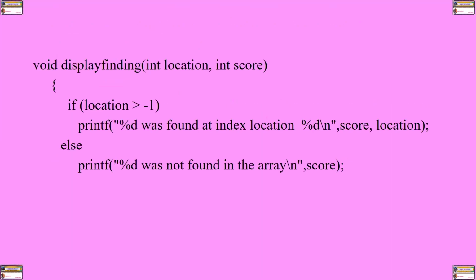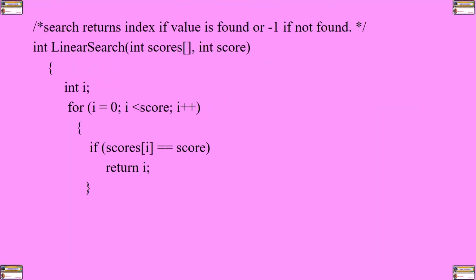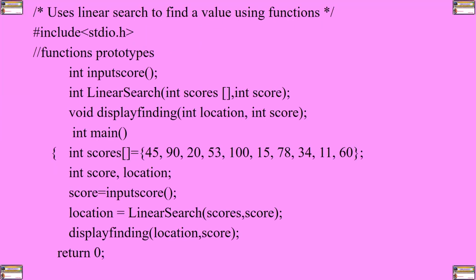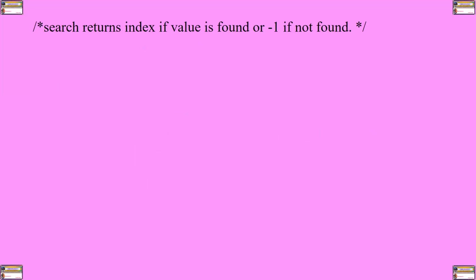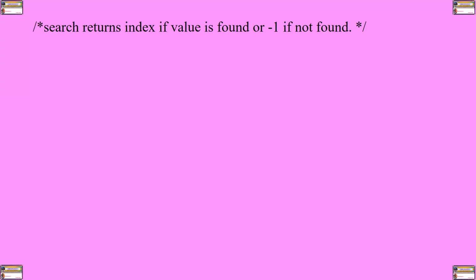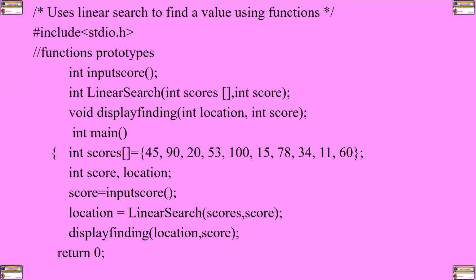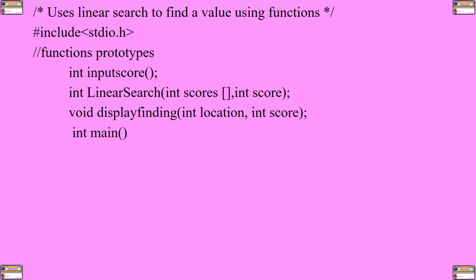So what we want to do is we are going to proceed, load Falcon IDE, and then we code this program in the same way that we have discussed it, and then we run it so that we see how it is going to behave, and so that we can see whether it is going to be able to identify for us the elements in the array, and tell us the position of that element, or if an element will not be found in this array called scores.